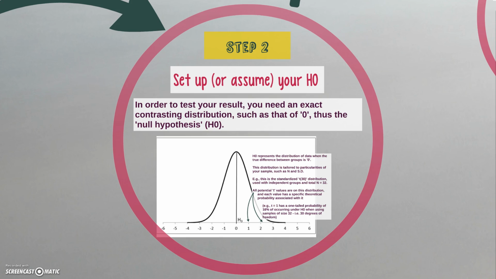That's basically your starting point. And that's why it's called the null hypothesis, because you expect no difference between groups or no correlations between variables, etc. So this distribution, the null distribution, is actually the distribution of scores that happens when you know that there is no difference between two groups or no correlations between two variables.